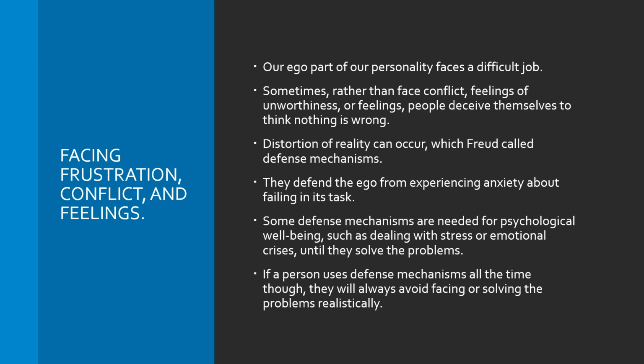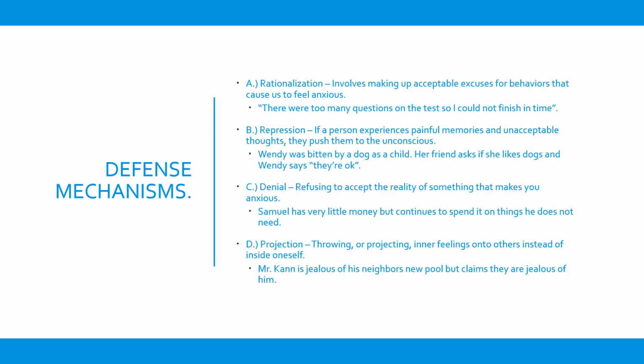Now, some defense mechanisms are needed for psychological well-being, such as dealing with stress or emotional crisis, until they solve the problem. But if a person uses defense mechanisms all the time, they will always avoid facing or solving the problems realistically. And we're going to go through a couple examples here. One of these is rationalization. This involves making up acceptable excuses for behaviors that cause us to feel anxious, such as maybe you don't do well on a test and you say, there were too many questions on the test and I couldn't finish in time and I couldn't focus the whole time, so that's why I didn't do well on the test. You're rationalizing why you did poorly.